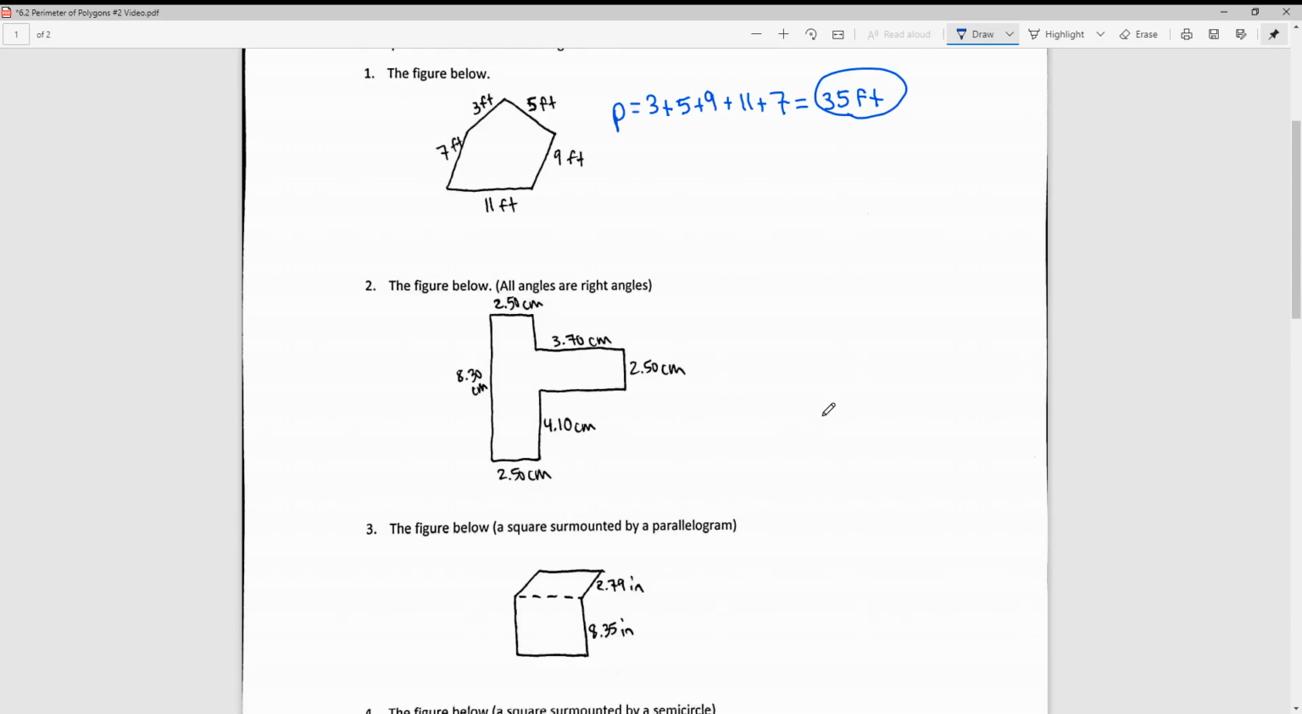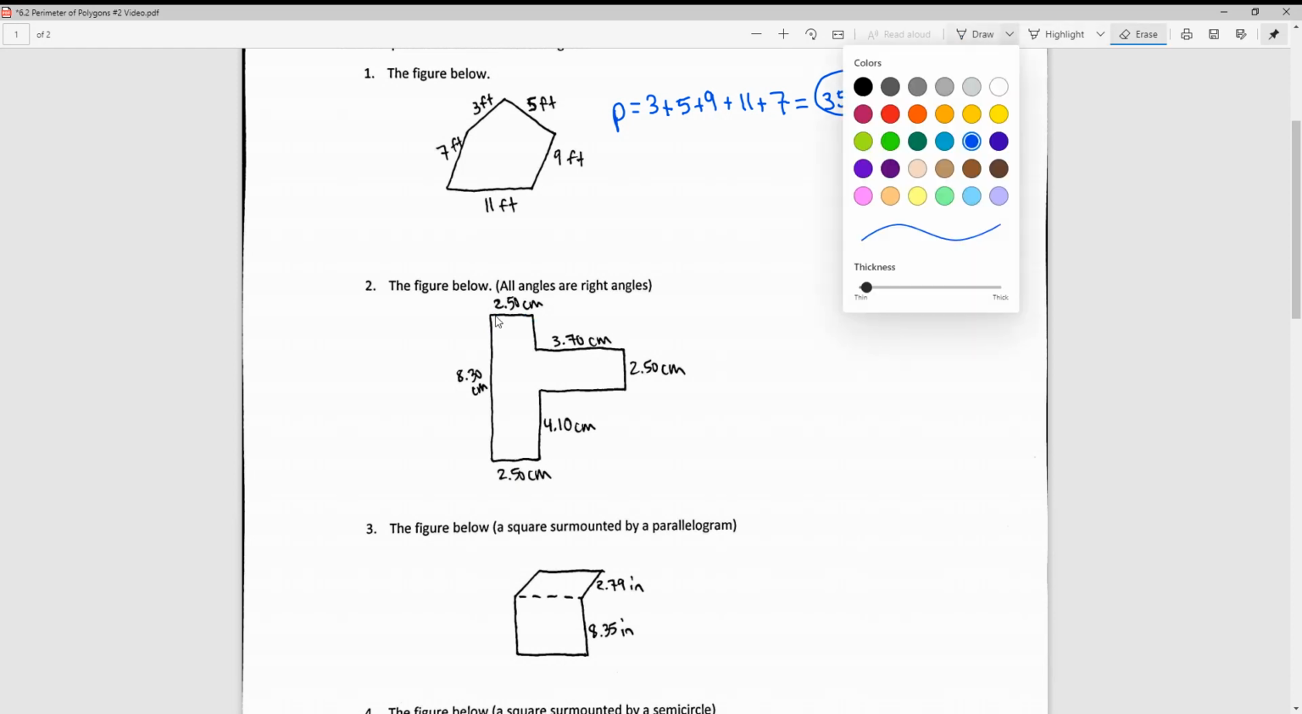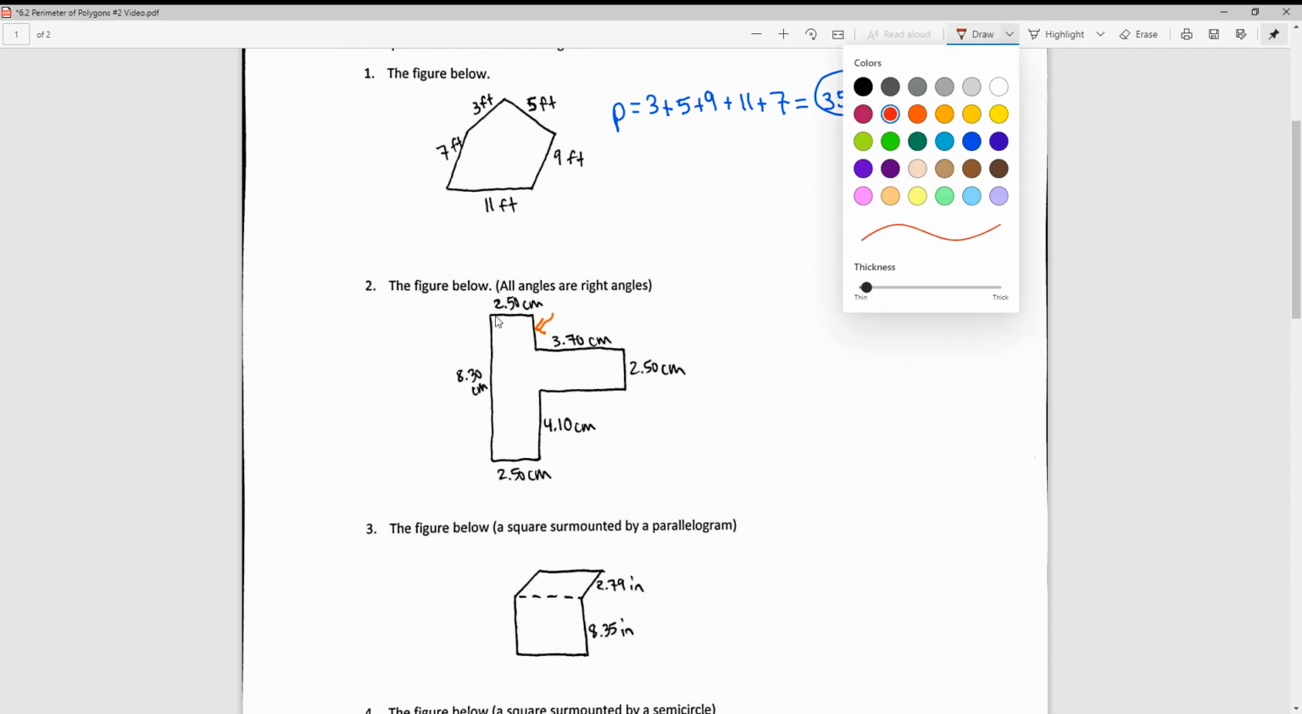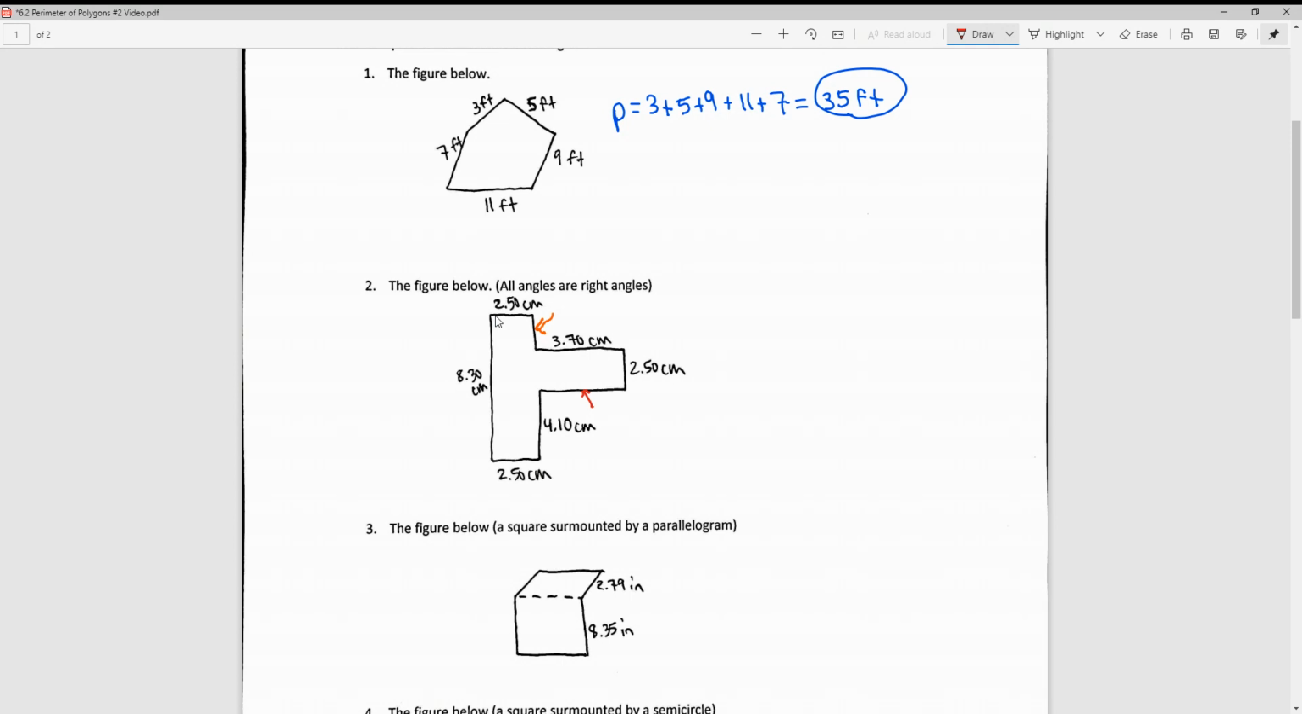In this next one, the figure below, the angles are all right angles. So that's just a fancy way of saying this is made up of multiple rectangles. So if you would like, you can draw all those right angles in, or you can just kind of remember that. I'm actually going to get rid of them because things are going to get a little cluttered here. Do we have all of our side lengths marked in? So 8.3 is this long side. 2.5 and 2.5 are these shorter sides. I don't have the length for right here, and I don't have the length for this side either. The good news is we can easily find those.